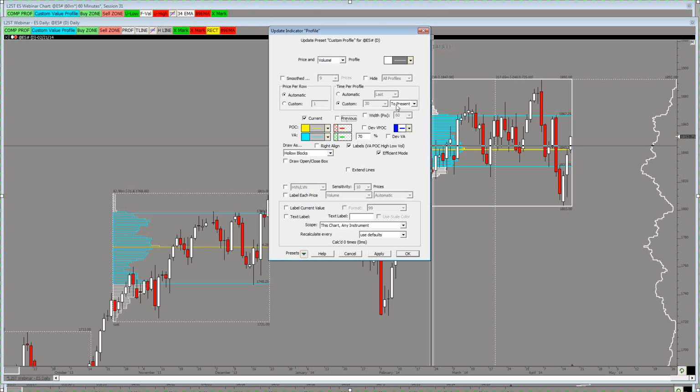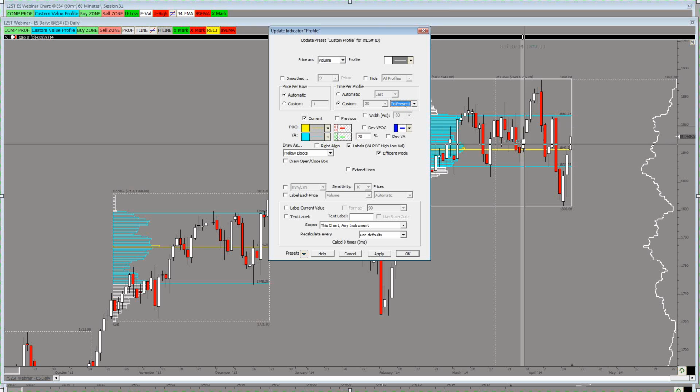Now, for custom profiles that are broken, I leave them set to custom. I go right here, the time. But if I want to keep it building, like the most recent one, I always keep it to present because it keeps building in real time. So as the value area high and value area low change, it automatically adapts. The VPOC might shift as well. The profile keeps building. So you can choose this option in time per profile to keep it live, basically. It keeps building in real time.